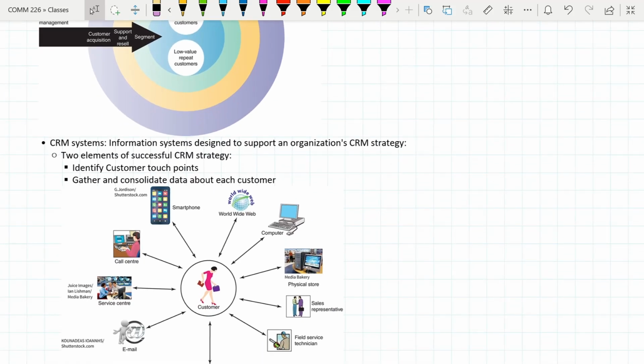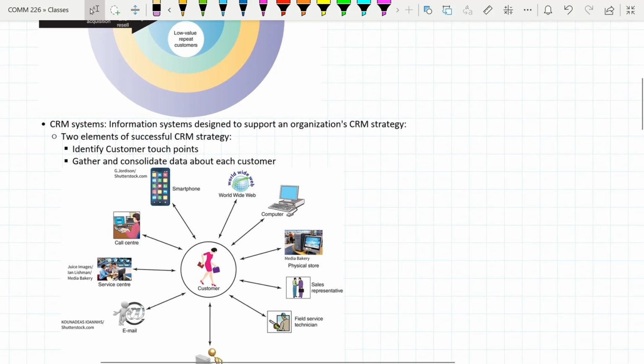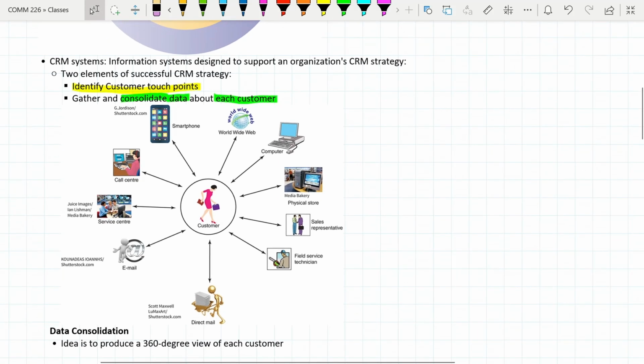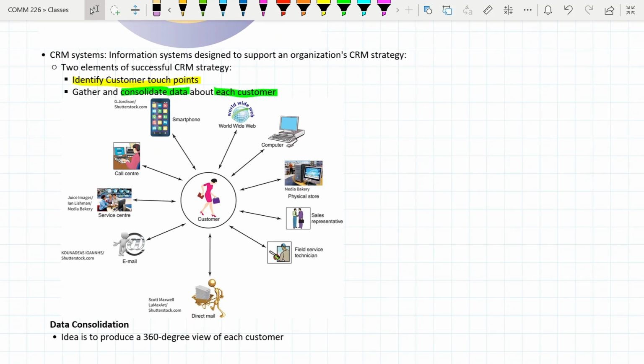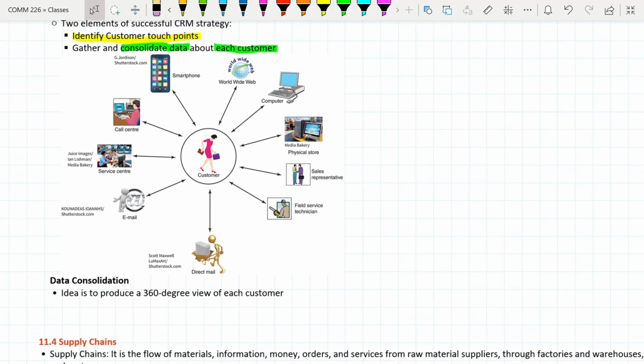So CRM systems are information systems designed to support an organization's CRM strategy. There are two elements of a successful CRM strategy: identify customer touchpoints, and then gather and consolidate data about each customer. You can see here in the diagram the customer and everything that it has: its smartphone, the web computer, the store, sales representative, and all of that.